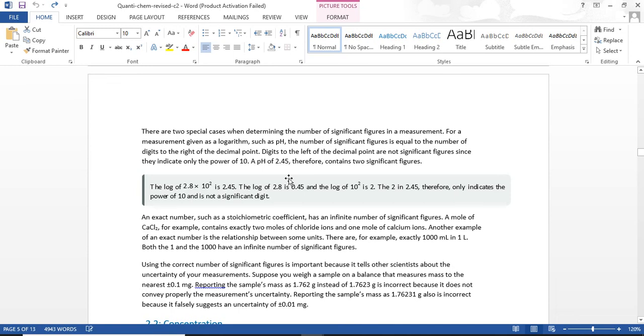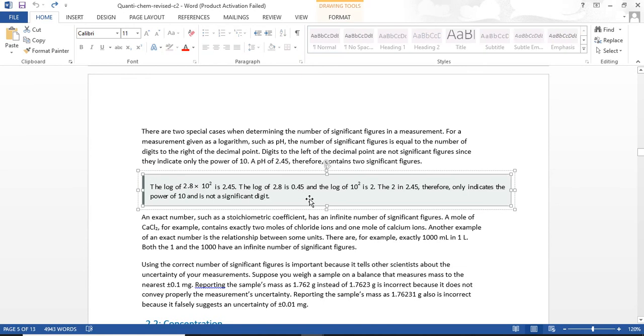Okay, you have here the log of your 2.8 times 10 raised to 2 is 2.45. The log of 2.8 times is also 4.5 lang. Muna ni ang ginafokusan mo. Okay, the log of 10 is 2. Then 2 is the 2 in 2.45 therefore only indicates the power of 10. Therefore, it is not significant.